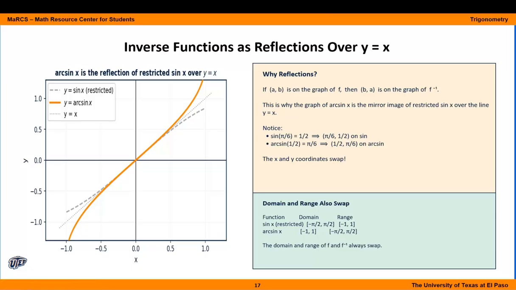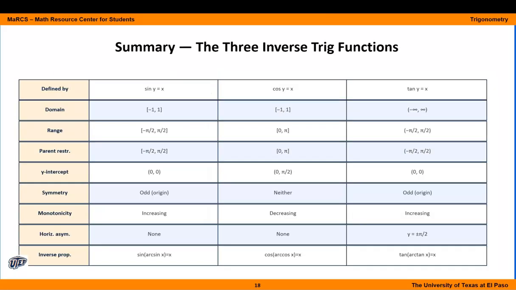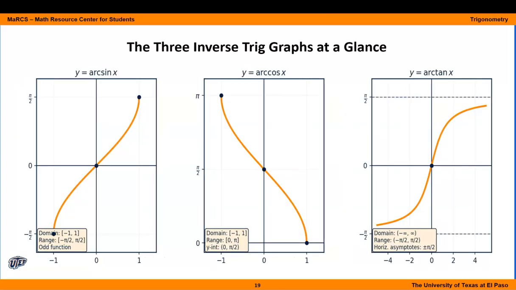Inverse functions are reflections across the line y equals x. So points swap coordinates. That's why the domain and range switch between a function and its inverse. This helps visualize what's happening graphically. Here's your full summary. At this point, you should be comfortable with domains and ranges, behavior of each function, and how inverse properties work. And these graphs reinforce everything we've discussed. Notice the shape, the asymptotes for arctan, and how arcsine and arccosine are bounded.